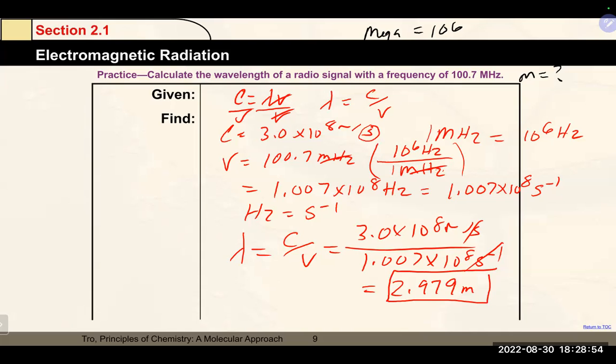Now, in this particular case, a couple of things. This is really a radio wave, which is on the lower end of the electromagnetic spectrum in terms of energy, but radio waves and stuff like that are typically given in meters, which is why we obviously went to meters in this case. To answer more your question about the sig figs, again, I would probably go here with the 4, but some people may round this to 2.98.